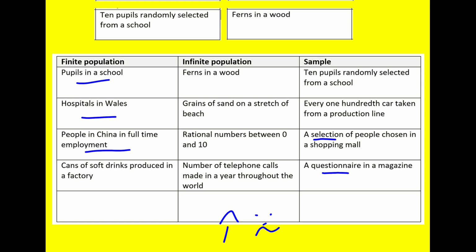If you could write down as many as you want, I could always come up with an extra one. You can't look at every single one. Number of telephone calls made in a year throughout the world. Again, how could you possibly investigate all of that?